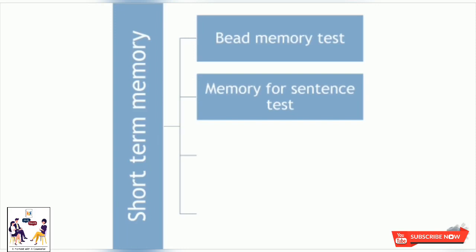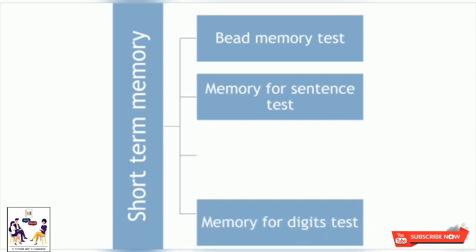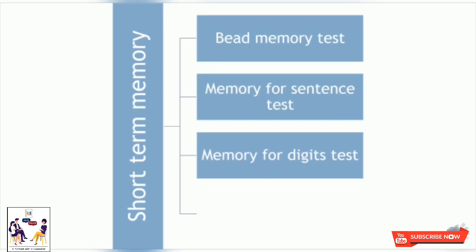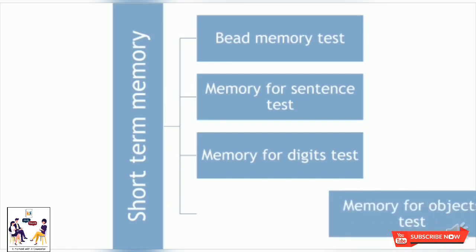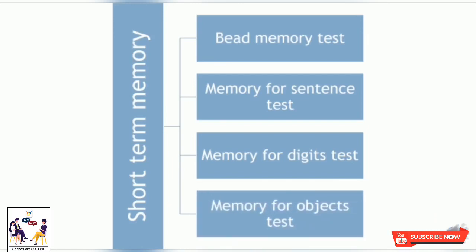The next subtest is the memory for digits test. This is similar to the digit span test, where the subject or examinee is presented with a series of numbers and they have to present it forward and backward, depending on the command. Next one is the memory for objects test. In the memory for objects test, the subject will be presented with a few objects and they have to identify the objects which they have seen in the presentation.